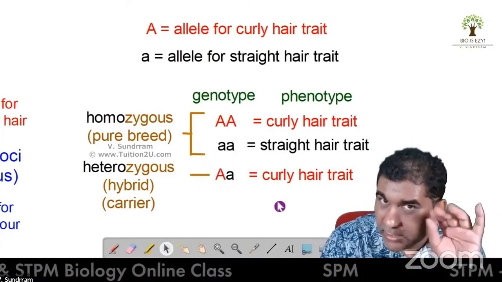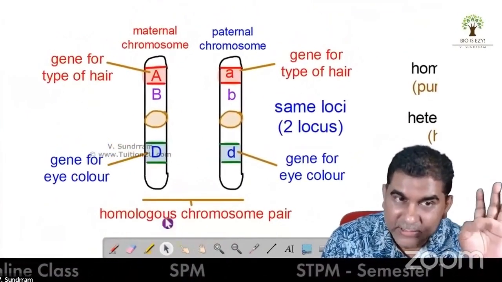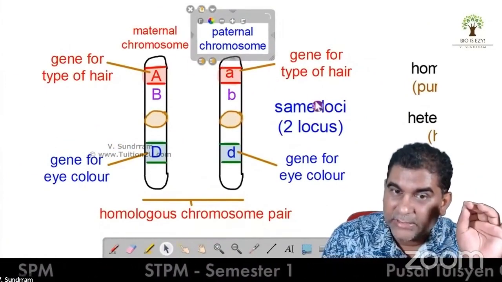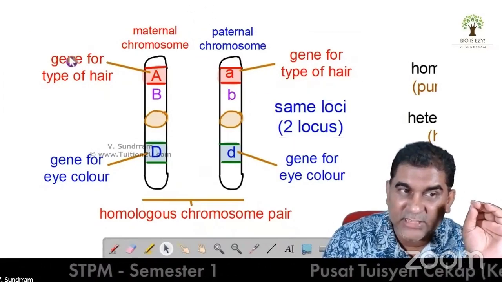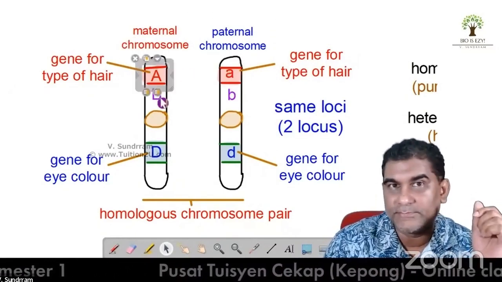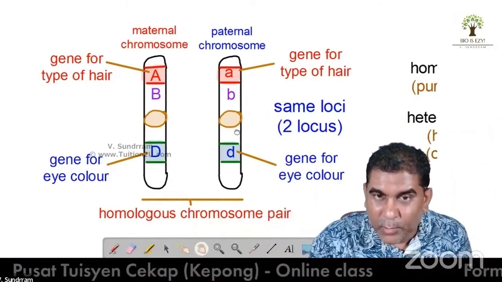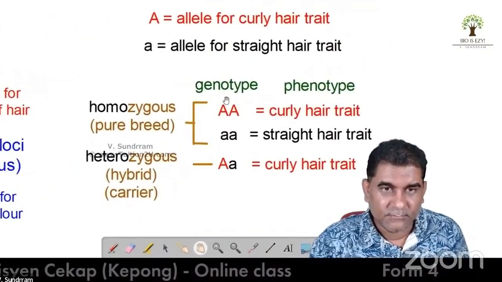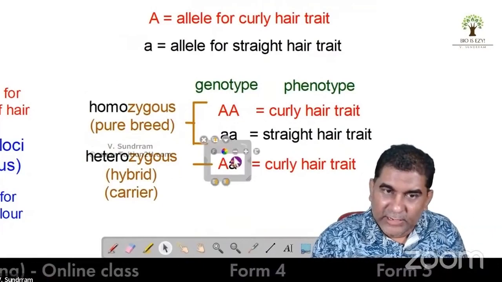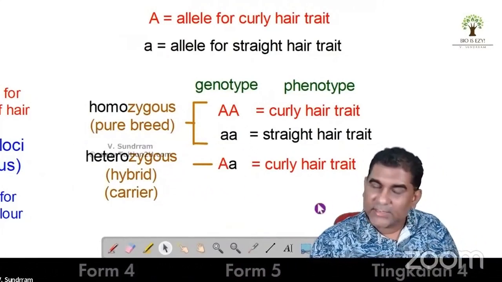So what I have explained to you so far: what is maternal, what is paternal, where the genes are located. If it's the same locus, it must have the same gene. Whether they have the same allele, we don't know. That depends on what you inherit. If you inherit both the same allele, you are a purebred, you are homozygous. If you inherit different alleles, then you are heterozygous, you are a hybrid, you are a carrier.